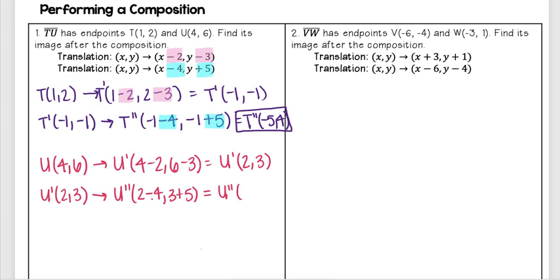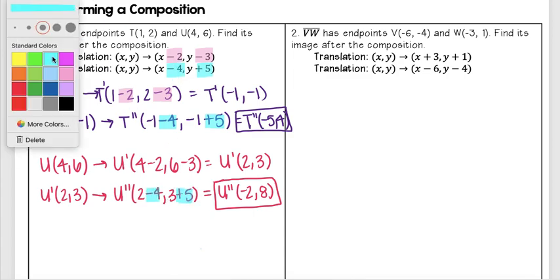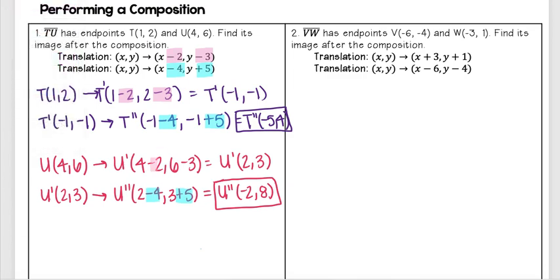And so when I do that, 2 minus 4, I get negative 2. 3 plus 5, I get 8. And so again, I subtracted 4 and added 5 for my second translation, subtracted 2, subtracted 3 in my first translation. And so I get this at the end. Okay, go ahead and pause the video. I want you to try that second one on your own.